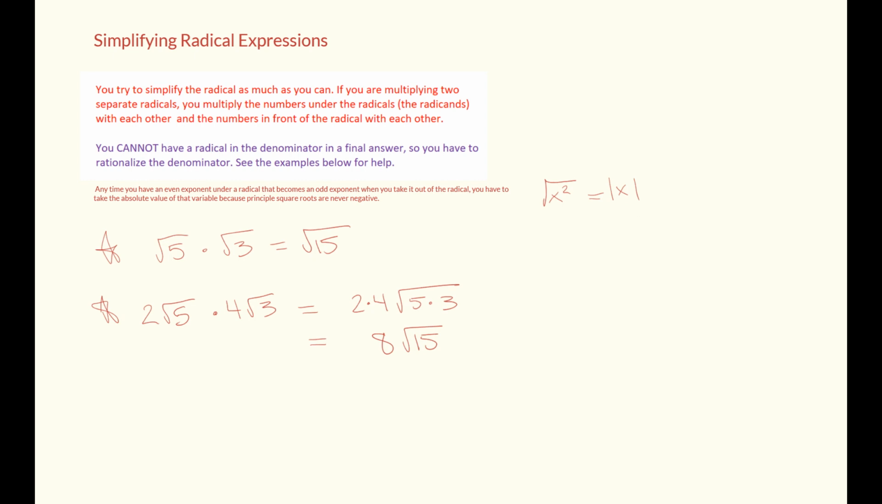So before I get started working some actual problems, I just wanted to show you some rules of radicals. You multiply the numbers under the radical. So the square root of 5 times the square root of 3 is the square root of 15, and that cannot be simplified. If you have a number in front of the radical, you multiply the two outside numbers, so 2 times 4 is 8, and then you multiply the inside numbers. So in this case, you would multiply the 2 and the 4 and get 8, and then the 5 and the 3 and get 15.